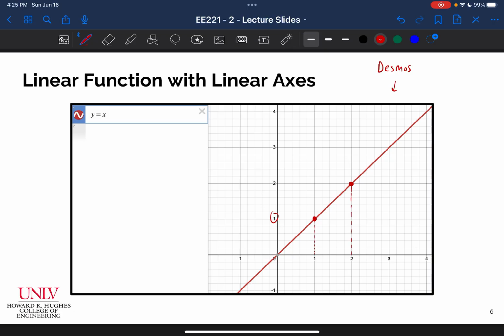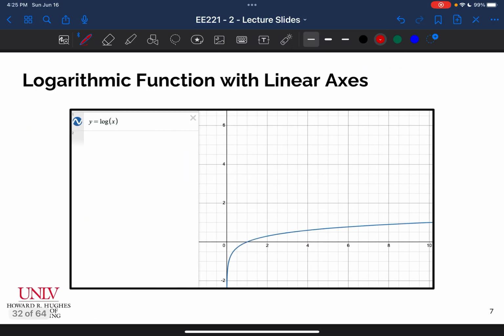So what happens if I plot a logarithmic function with linear axes? Well, this is what we see. So now I'm plotting the log. This is definitely the log base 10. Anytime you just see log, it's inferred that the base of the logarithm is 10.